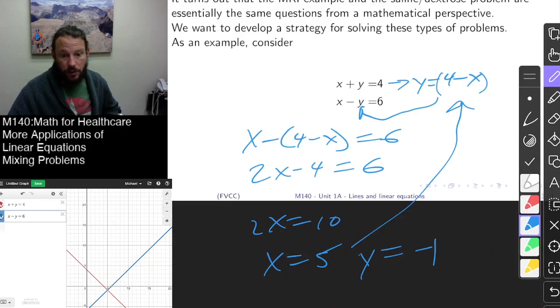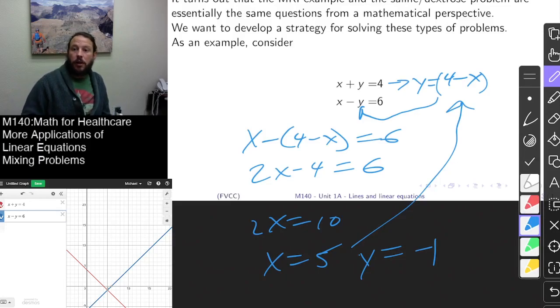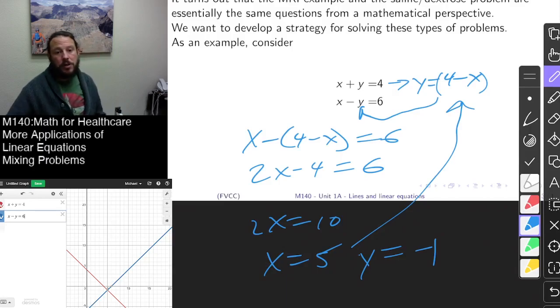All right, go and try the Edfinity homework now on more applications of linear equations. Most of them are mixing problems. I think there's one perimeter problem, where we set up a system of equations from it. Hopefully those go well, and please let me know if you have any questions as you go along.